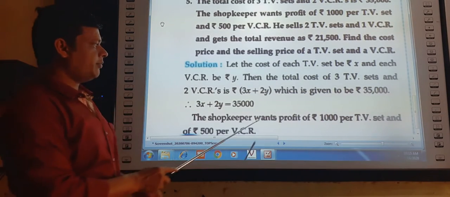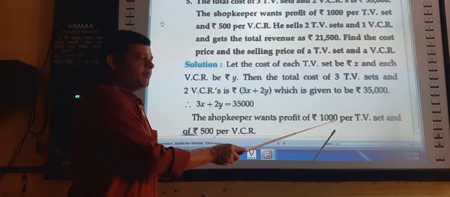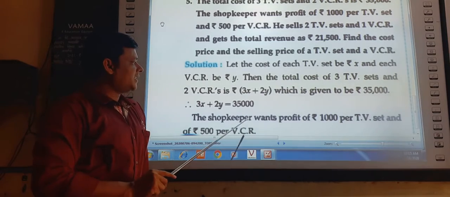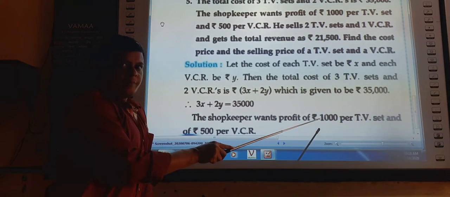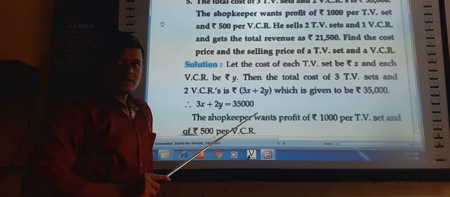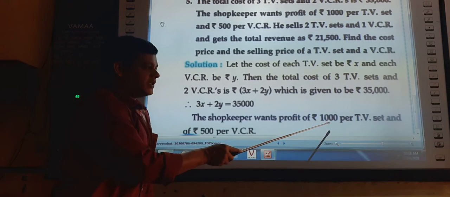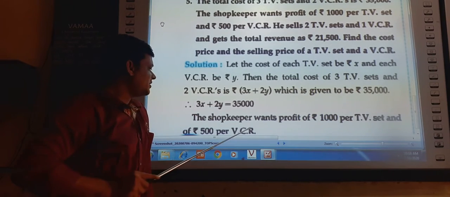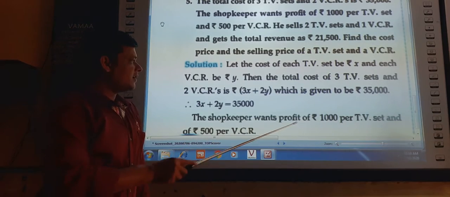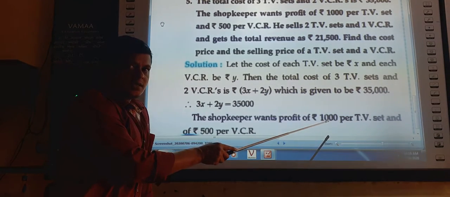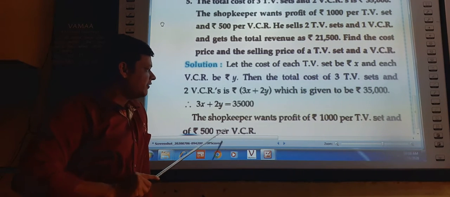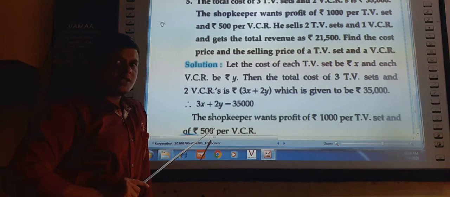Now, the shopkeeper wants a profit of rupees 1,000 per TV set and rupees 500 per VCR. म्हणजे त्याला टीव्हीवर 1000 रुपये प्रॉफिट पाहिजे आहे आणि VCRवर 500 रुपये. म्हणजे जेवढी कॉस्ट असेल त्याच्यामध्ये टीव्हीच्या कॉस्टमध्ये त्याला 1000 रुपये ॲड करावे लागतील आणि VCRच्या कॉस्टमध्ये त्याला 500 रुपये ॲड करावे लागतील. म्हणजेच त्याला जर टीव्ही सेट विकायचा असेल तर तो x प्लस 1000 करावा लागेल आणि VCR जर विकायचा असेल तर y प्लस 500 करावा लागेल.